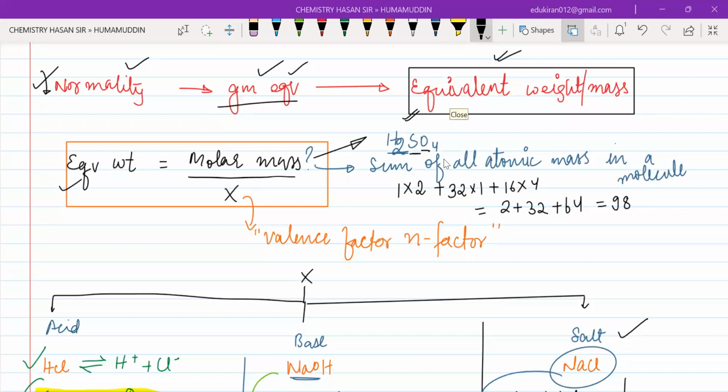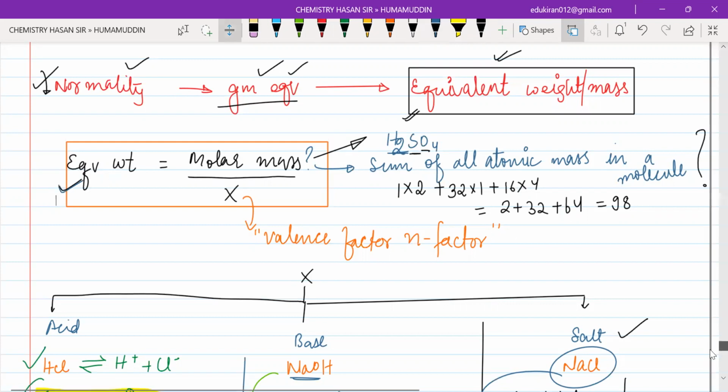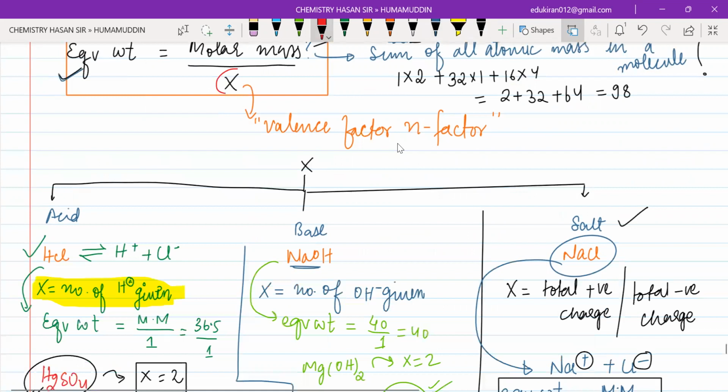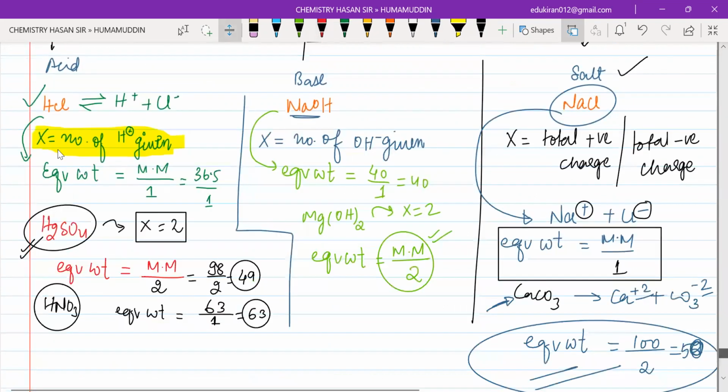Okay. So this is how you calculate the molar mass. Now I introduced a formula: equivalent weight is equal to molar mass upon X. So this molar mass you can easily calculate, and X is basically your valence factor. And all we need to do is to calculate valence factor. How we are going to calculate valence factor? So this X is divided into three parts.